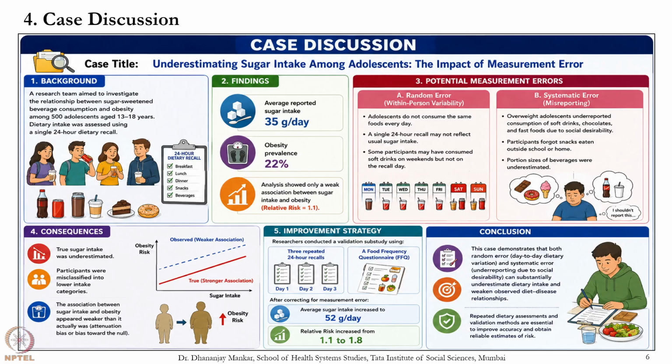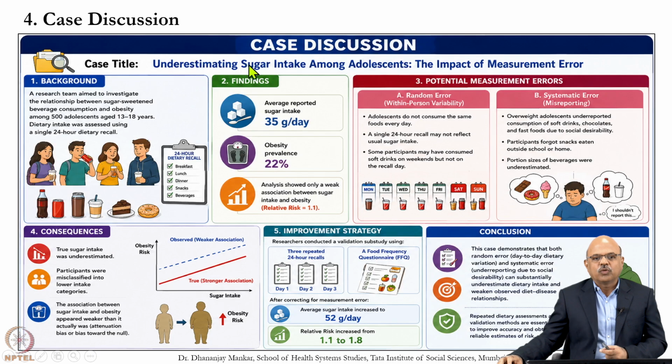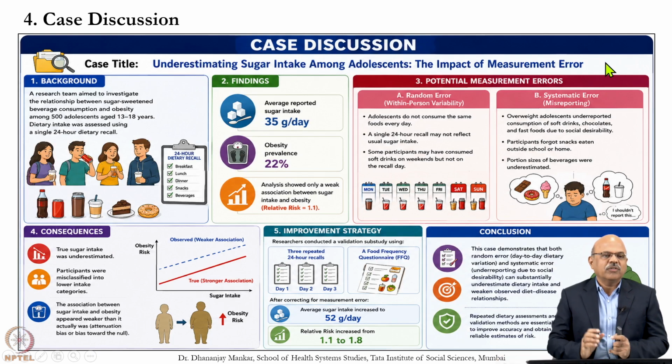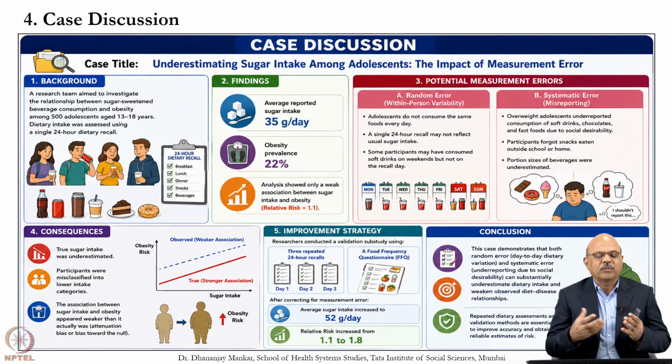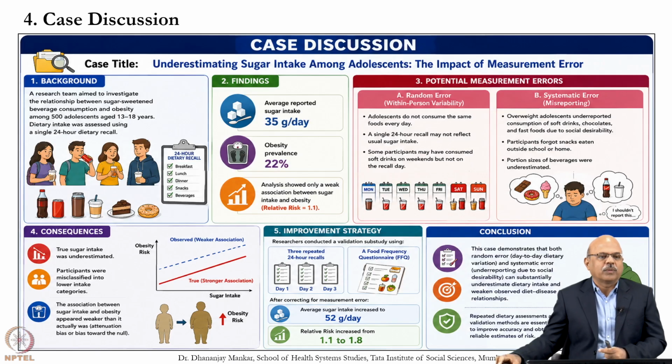Now we will take a case study where the title is underestimating sugar intake among adults and the impact of the measurement error. Here in this case study we will try to highlight how measurement error is impacting and how it is reflecting towards a very different observation.